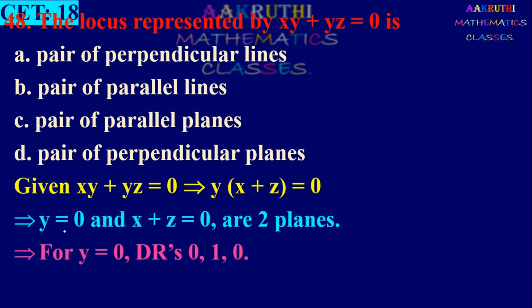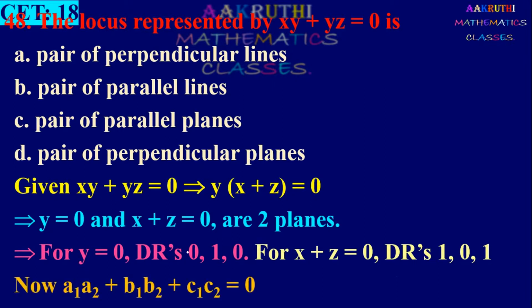So y equal to 0 is one plane and x plus z equal to 0 is another plane. For y equal to 0 the direction ratios are 0, 1, 0, and for x plus z equal to 0 the direction ratios are 1, 0, 1. When we multiply these, that is a1 a2 plus b1 b2 plus c1 c2, we get 0. Therefore these two planes are perpendicular. So xy plus yz equal to 0 represents a pair of perpendicular planes, which is option D.